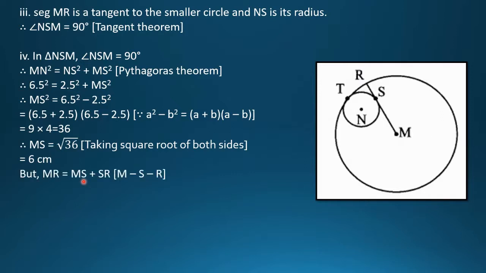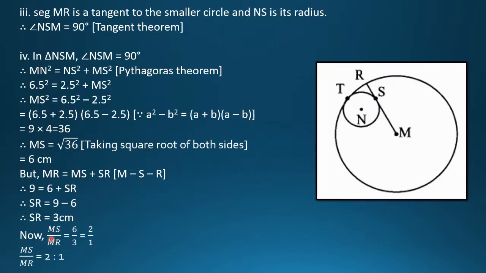But if you look at the diagram, MR will be equal to MS plus SR. And we know MR is 9 and MS is 6, which we have just found out. So to find SR, we'll just rearrange this. We'll take 6 on the other side. So we'll get SR is equal to 9 minus 6, which is 3. So SR is 3 centimeters.